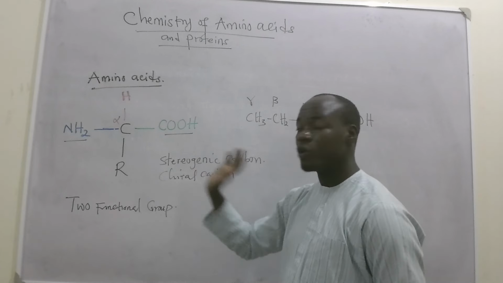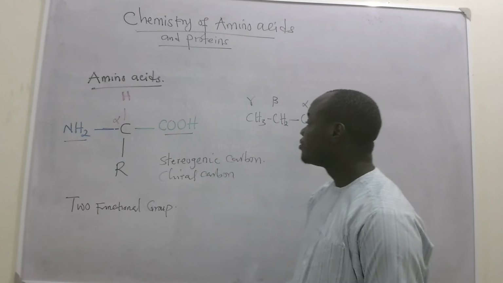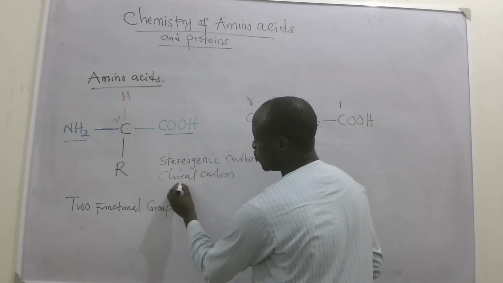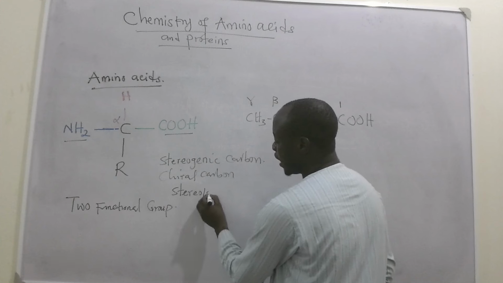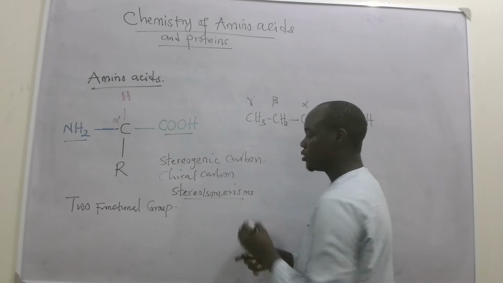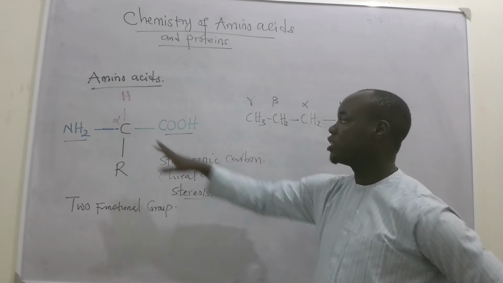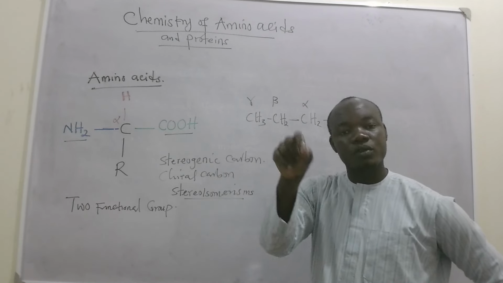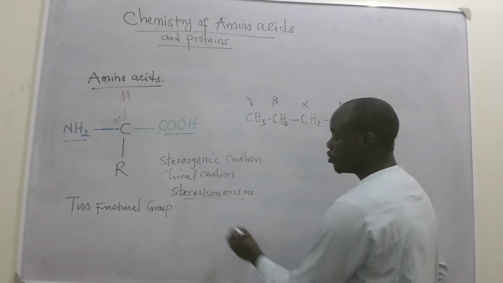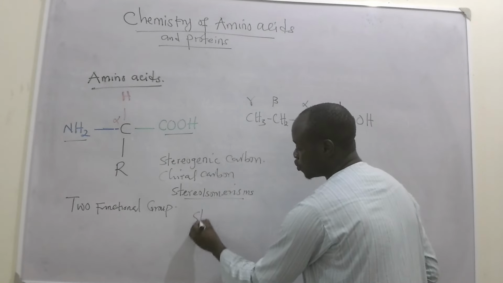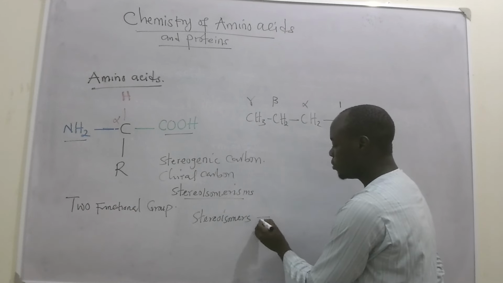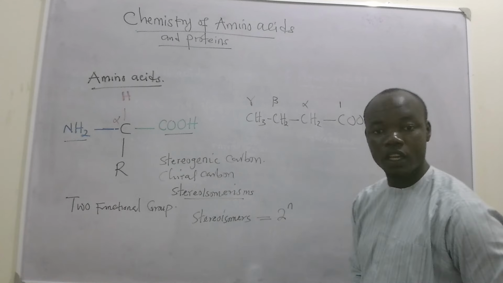So what are we going to do now? We can even calculate the stereoisomers. That is why we said they are said to undergo stereoisomerism, because of this stereogenic carbon. And we have a formula for calculating the number of stereoisomers. The formula is 2 power n.